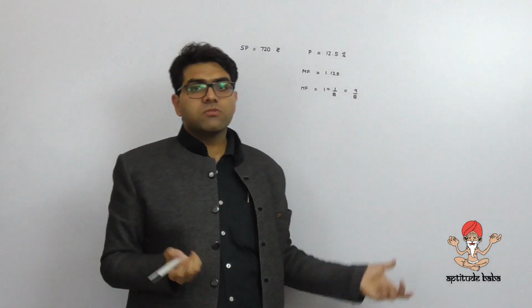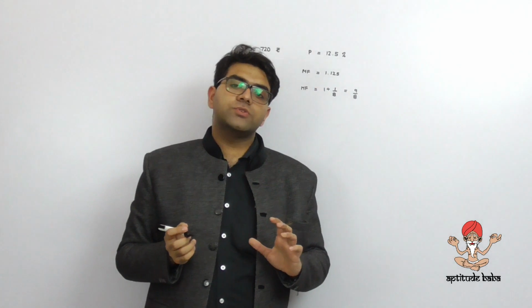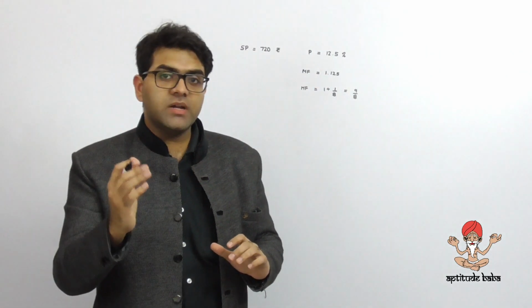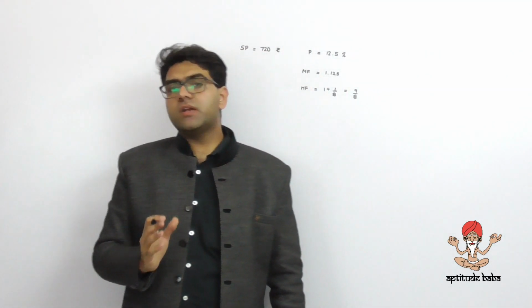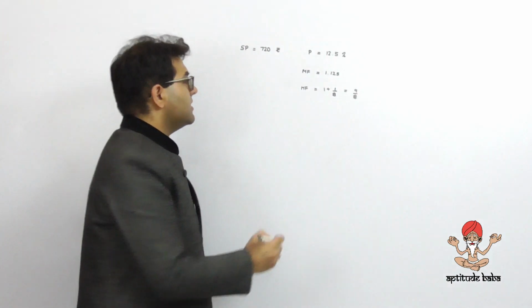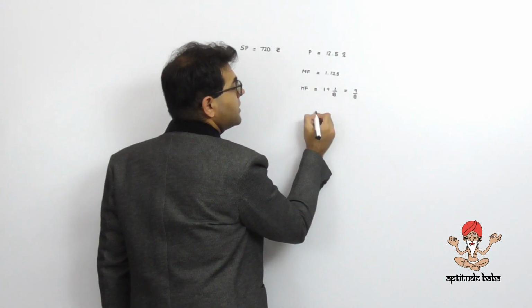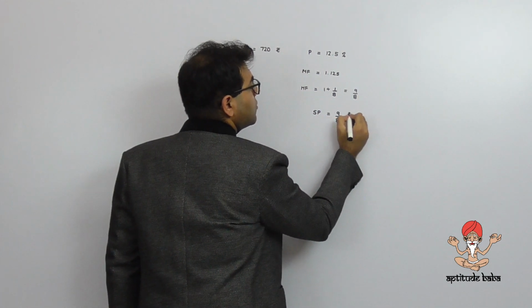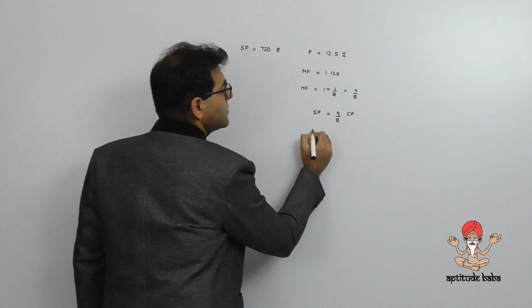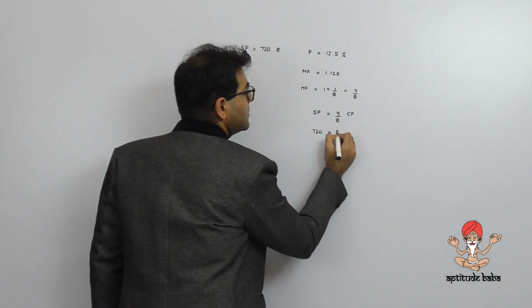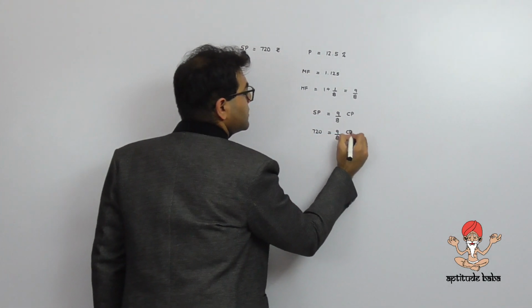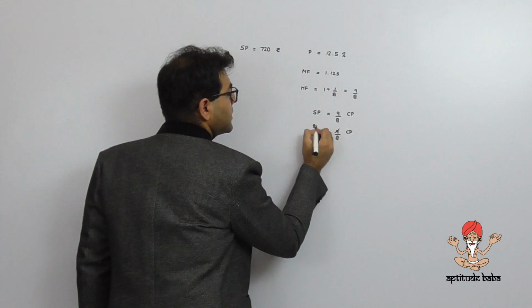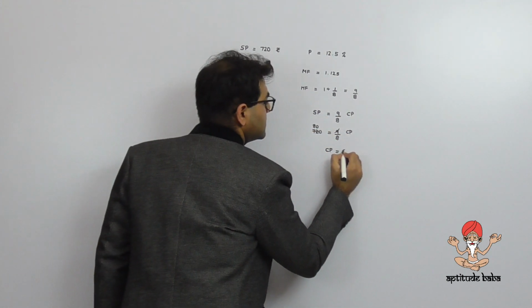ये चीज को आप orally solve कर सकते हैं. You can directly think of your question in terms of an increase of 1 by 8. If something increases by 1 by 8, it becomes 9 by 8. So can I say my multiplying factor is 9 by 8, which implies that selling price is 9 by 8 of the cost price. Now this selling price is given to me as 720. Solving this relation, I can quickly define the cost price as 640.